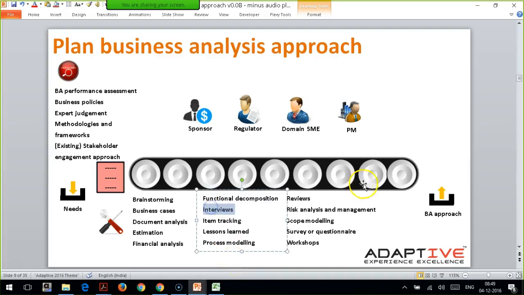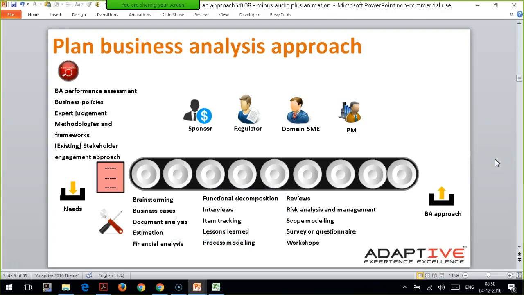Interviews, again, we will do it in elicitation. It's a good technique to talk to stakeholders. Item tracking we saw. Lessons learned is something that we do quite often, and we should be doing quite often, which is to understand what went well and what can be changed. That is what is part of lessons learned. Process modeling, I think many of you would know, which is again part of BPMN.